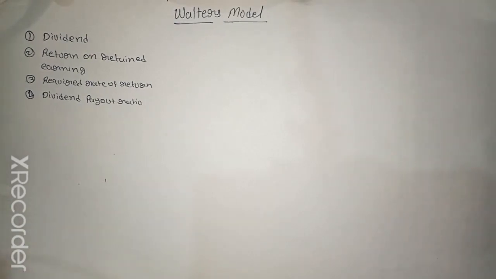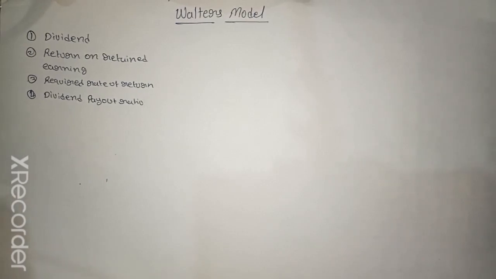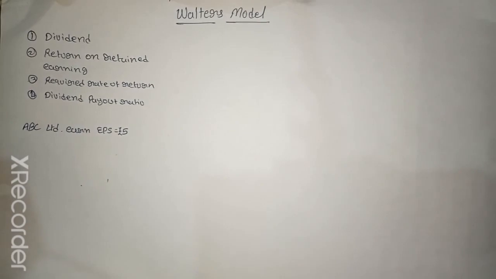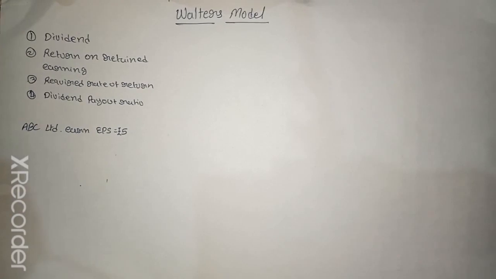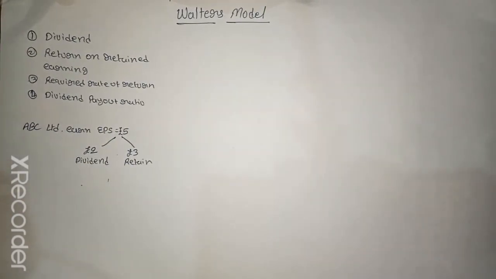Now we take the understanding of how the formula is derived. For example, ABC Limited has an EPS of rupees 5. From that the company paid rupees 2 as a dividend and rupees 3 is retained by the company, and the company's return on retained earning is 20%, and the investor or shareholders' required rate of return is 10%.